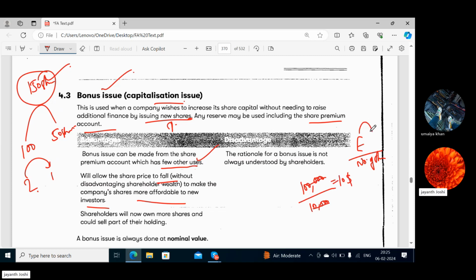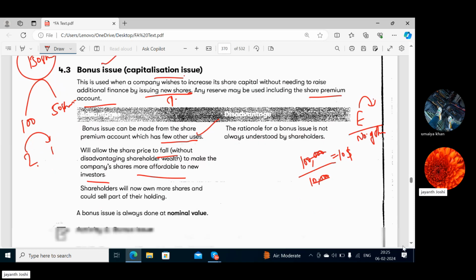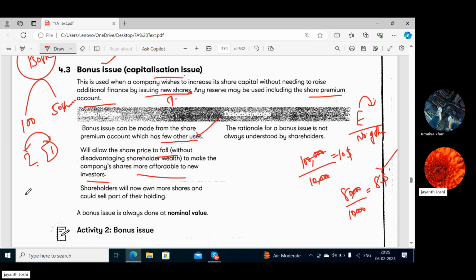$10. But if my equity is decreasing because one of the reserves, the share premium account, I'm utilizing for the bonus issue, now it has become 80,000, and the number of shares is 10,000. So one share value is $8 now. You can really see that. So the share price is falling, and this becomes more affordable for shareholders. Shareholders will now own more shares and could sell part of their holding. Now the shareholders are getting one extra share for every 2 shares they are holding. So if I am holding 10 shares, I may get an extra 5 shares. So now I will have 15 shares, and in future I can sell these extra shares to other investors and make some money out of it.